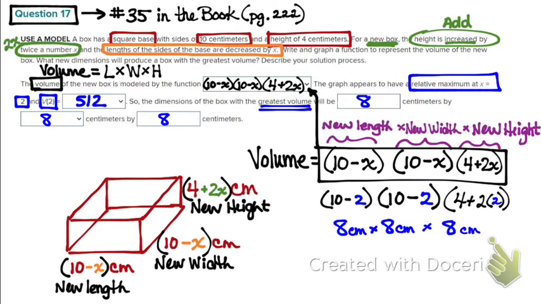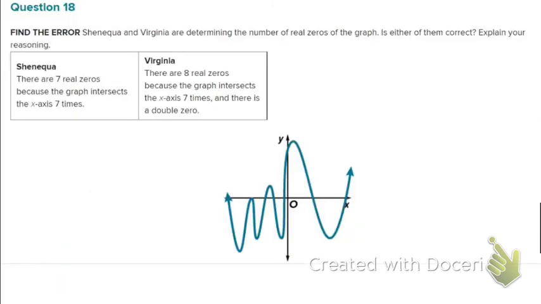Length, width, height. If it's 8 by 8 by 8, what would we call that shape when all the sides are the same? Square. I mean, box. Square. What kind of a box? Cube. A three-dimensional shape where the length, the width, and the height are the same. That is a cube. All right, let's go do number 18.